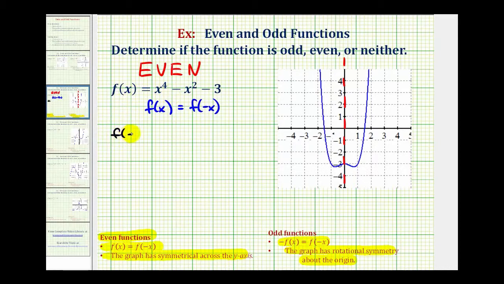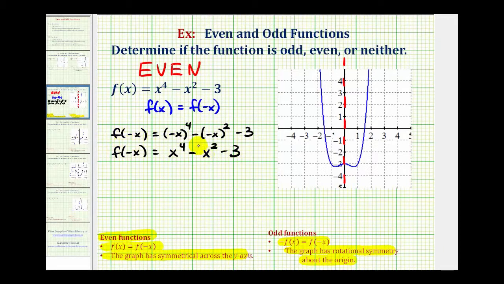So f of negative x would be equal to negative x raised to the fourth minus negative x to the second minus 3. So f of negative x is equal to, well, negative x to the fourth is going to be positive because we have an even number of negatives. So that'll be x to the fourth minus negative x squared, which is going to be positive x squared, minus 3.